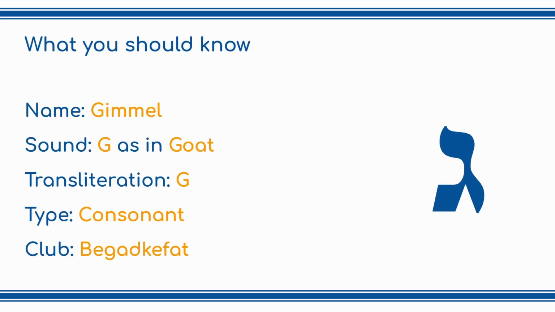Okay, so what you should know by the end of this lesson, you should know the name of the letter. The name of this letter is Gimel, and it makes the sound of the letter G as in goat. The transliteration, we write it as a G. What type of letter is it? It's a consonant. Club: it is a Begad Kefat letter. It's part of the Begad Kefat club. So Bet is part of the Begad Kefat club, and Gimel is also part of the Begad Kefat club.